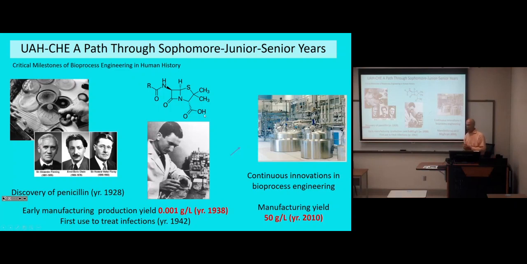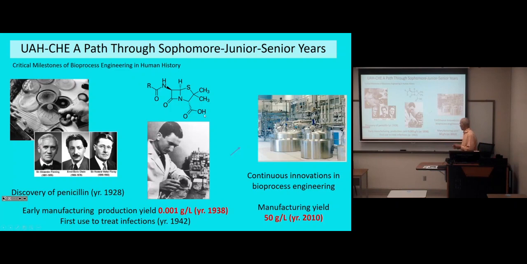Fifteen years later, or almost 15 years later, we were to the point where we could produce 1,000th of a gram per liter of penicillin. So penicillin, while it was a wonderful material, still had production problems. If you think of 1,000 liters of fluid, you can produce a gram of penicillin. That doesn't let you help an awful lot of people. So there was a real problem with the engineering scale-up.